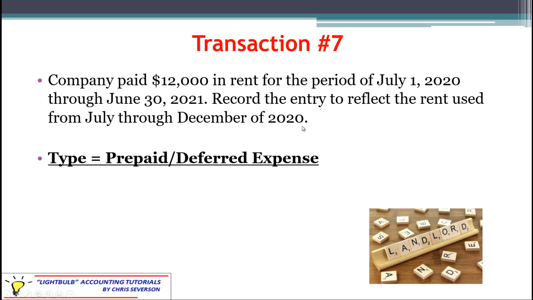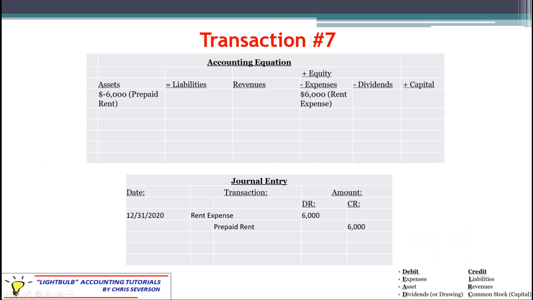So that's actually 6 months. July through December is 6 months. Again, this is a prepaid or deferred expense entry. 6 months out of the 12 months, that's half of this $12,000 that we need to record as an adjusting entry. Just like the other adjusting entries, it's a prepaid expense.